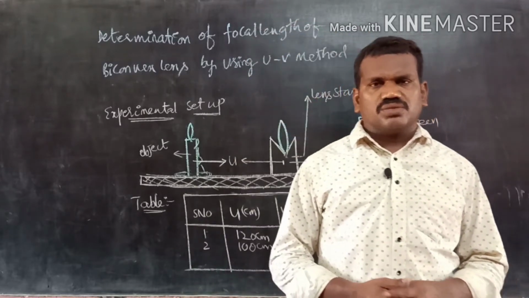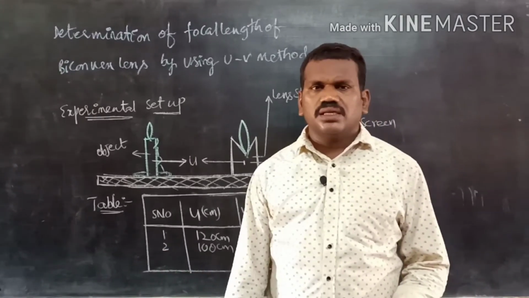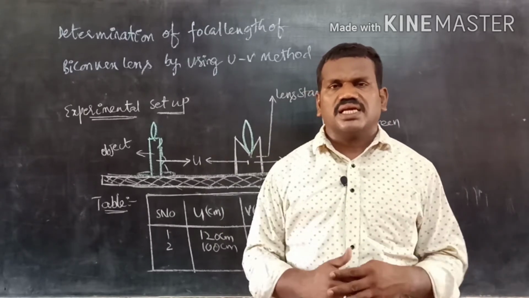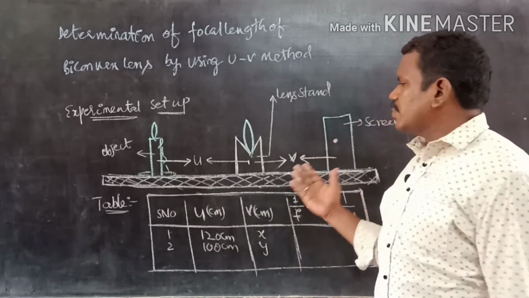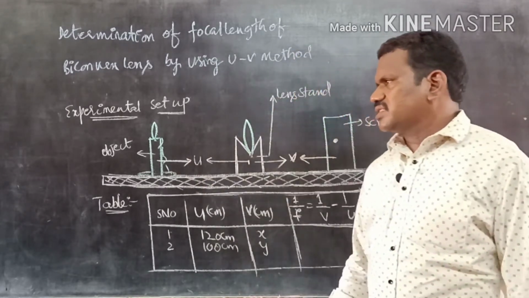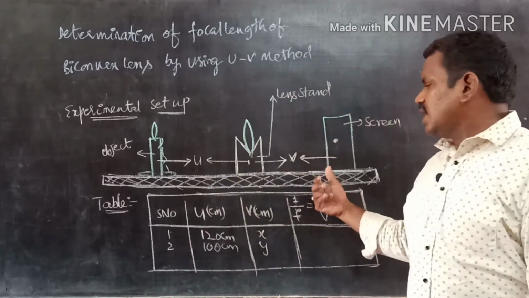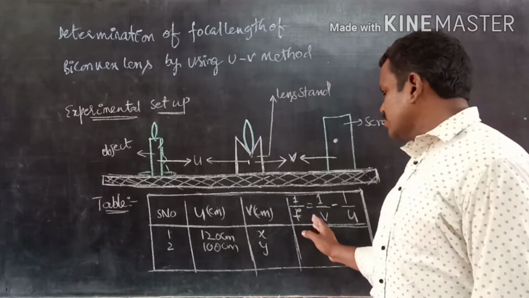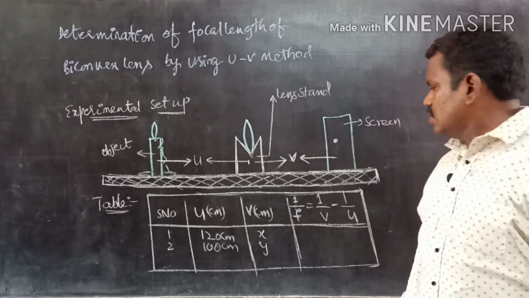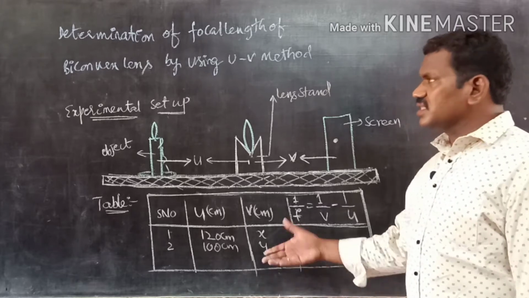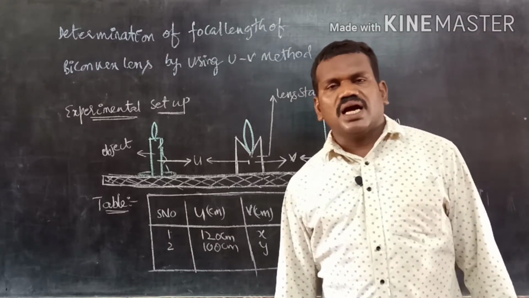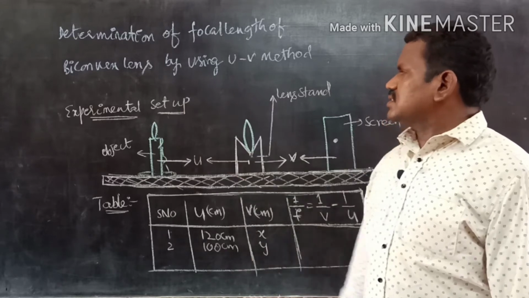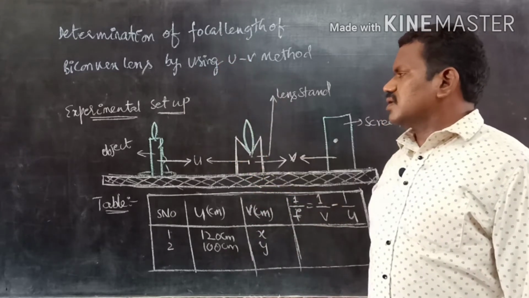Here, what are the precautions to be taken? While conducting this activity it should be dark. Why? Because if external light is coming, we can't see the image in a proper manner. Second precaution is to measure the object distance and image distance accurately. Third, apply the sign conventions while substituting in the formula 1 by f is equal to 1 by v minus 1 by u. This is the experimental procedure and experimental setup for finding the focal length of a biconvex lens.